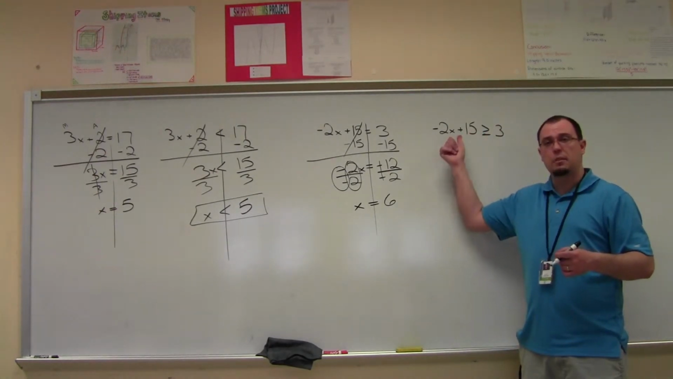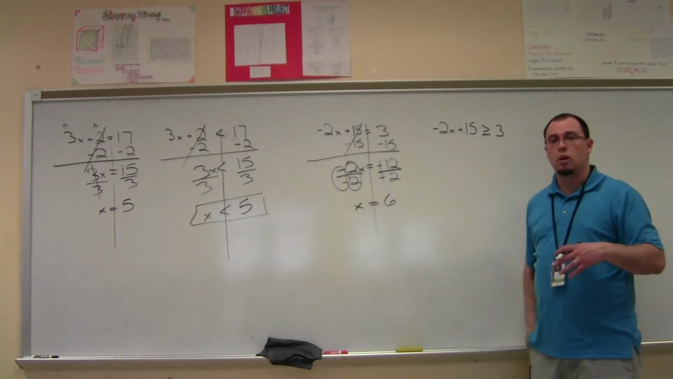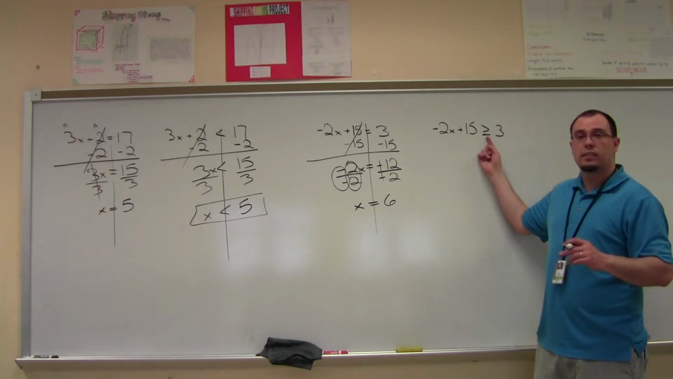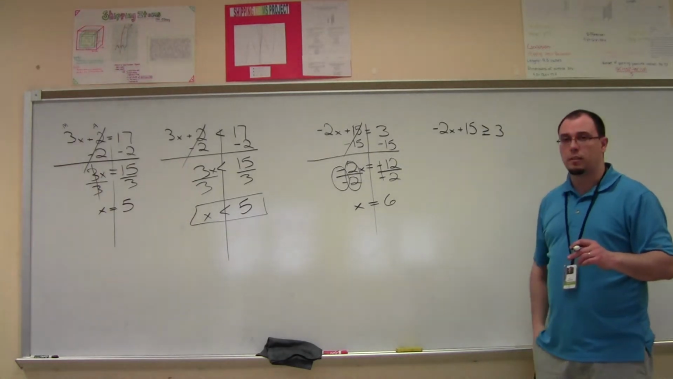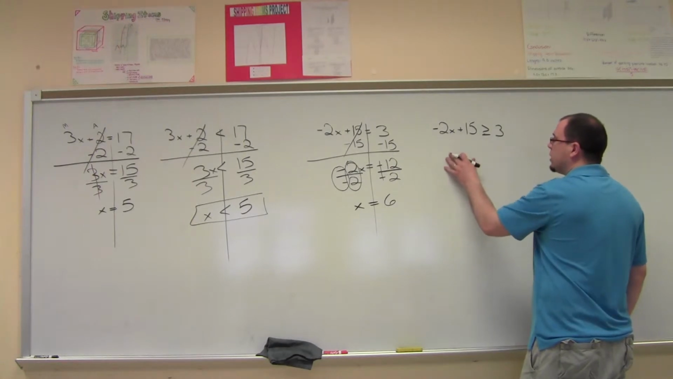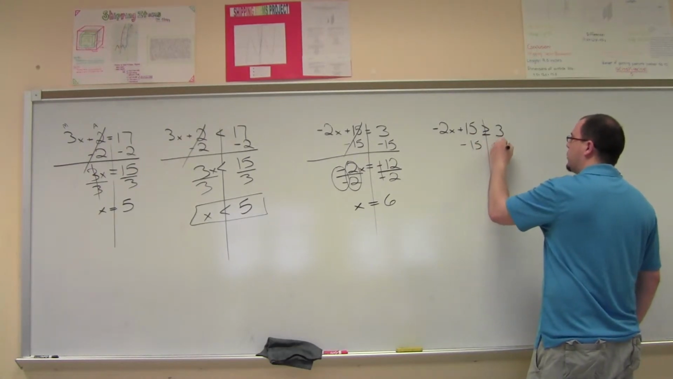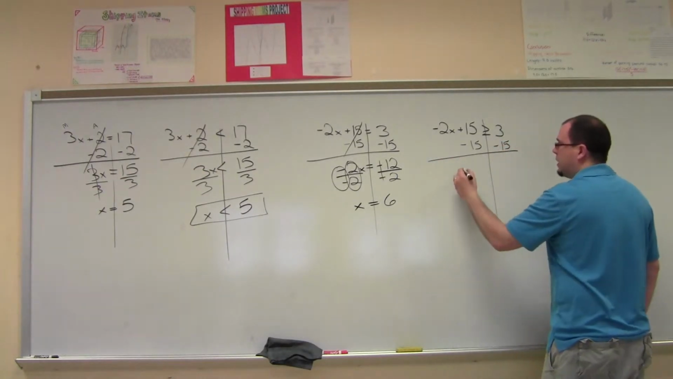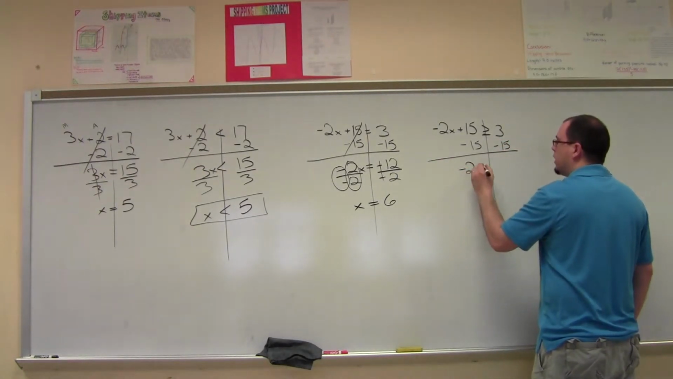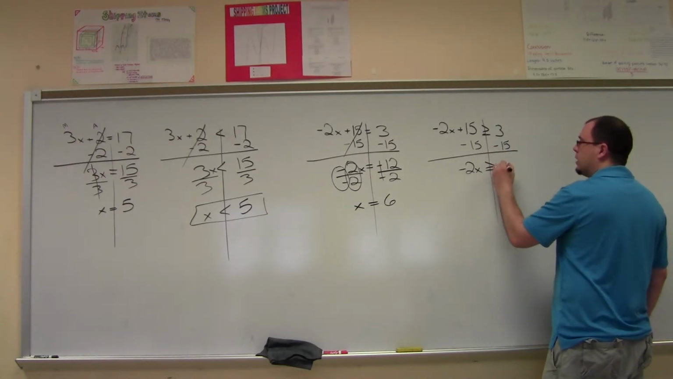We're going to do the same thing to this problem that we did here, but you'll notice this one little difference is we're going to flip the inequality symbol. We'll talk about why in a minute. So first things first, we're going to solve this problem the way we normally would. So we subtract 15 from both sides. Subtracting 15 isn't a problem. We can do that. We get negative 2x over here. We're still greater than or equal to negative 12.